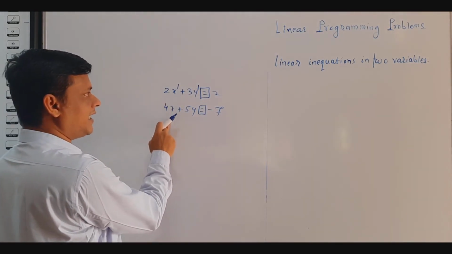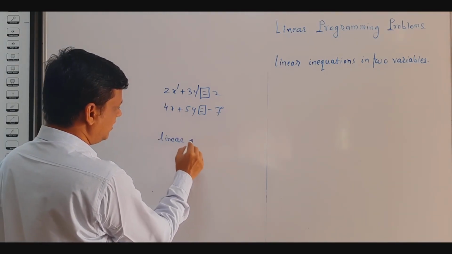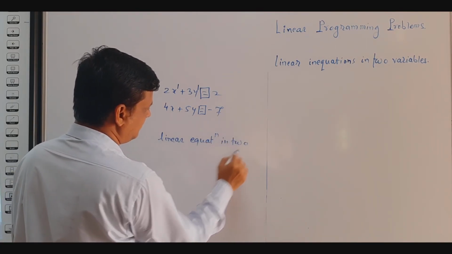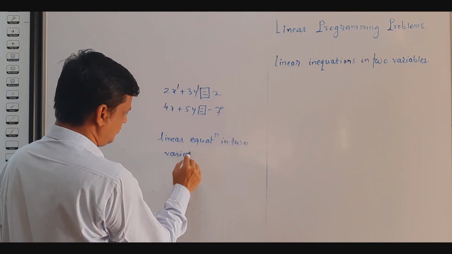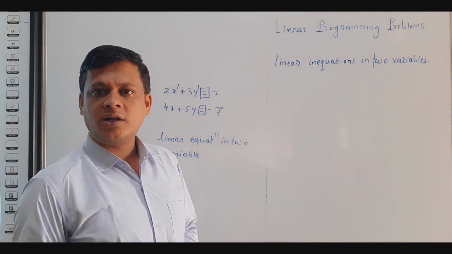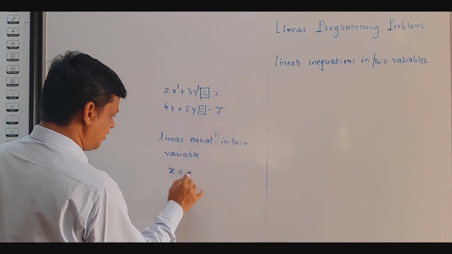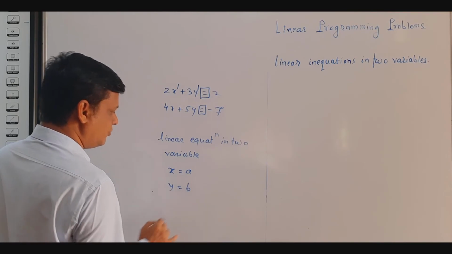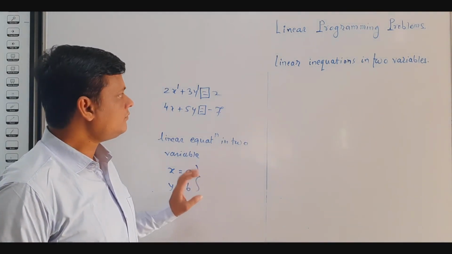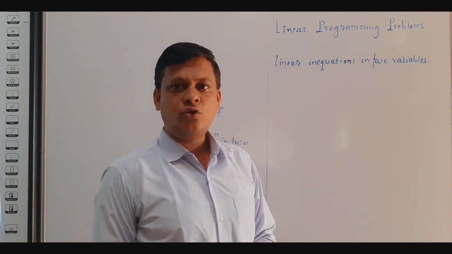Here two variables are used, so this is also called a linear equation in two variables. We know that when a line is parallel to any coordinate axis, x or y, we can write it as x equals a, y equals b. This is a linear equation in one variable. So we have to discuss here linear inequations in two variables.